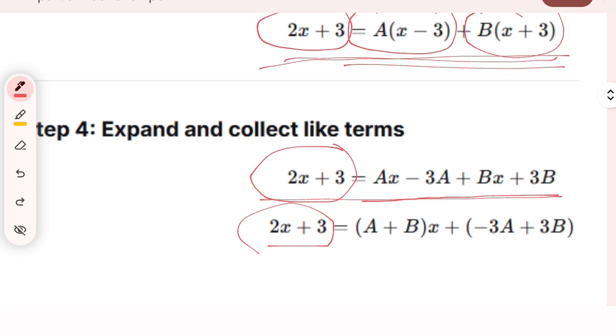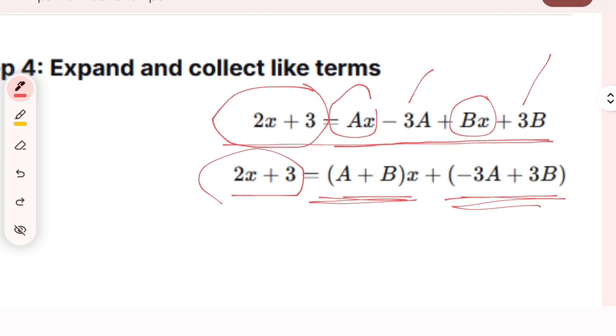And then you have here the x component. You also have an x here. So we combine all x, right? A plus b times x. Here we have 3a, 3b. So these are constants. So we combine the constants as well. So this we combine with an exponent x, and we combine all constants as well.